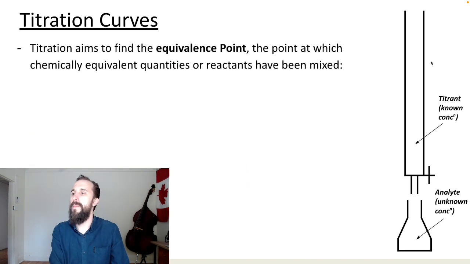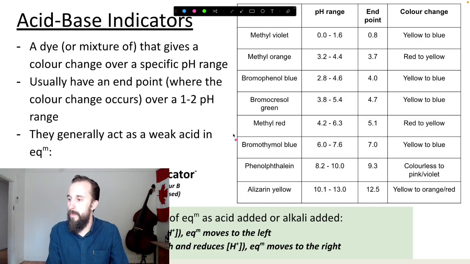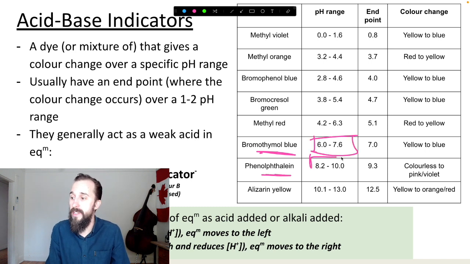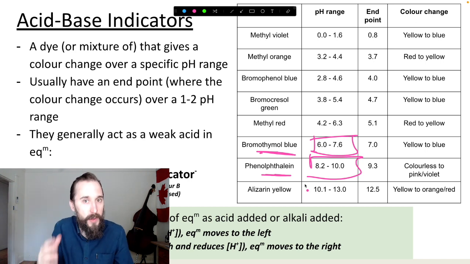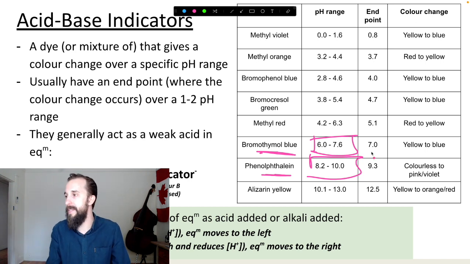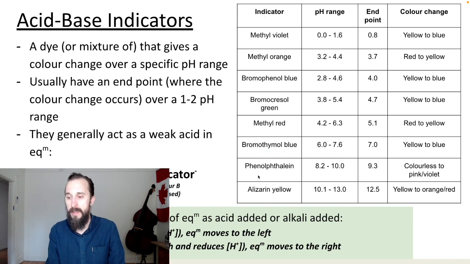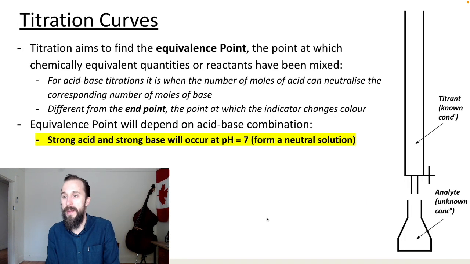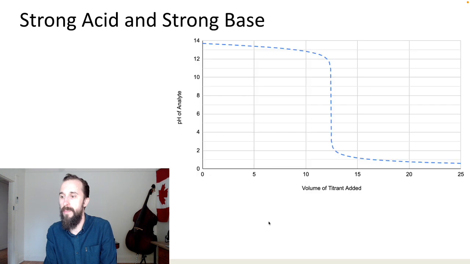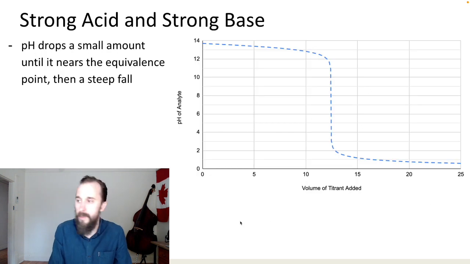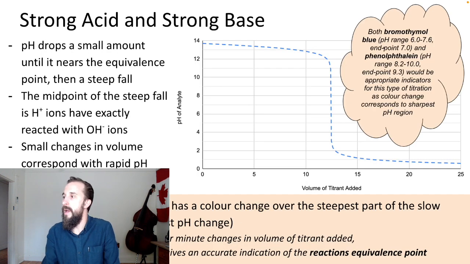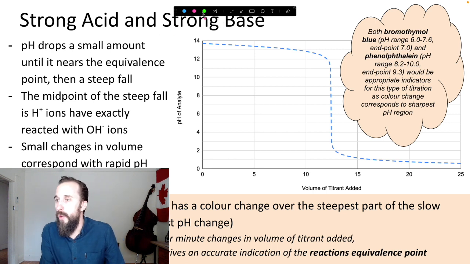Where'd my list go? All the way up here. So bromothymol blue and phenolphthalein, because when we look at these pH ranges, they are within that big drop where the equivalence point lies. And we have an endpoint near where our equivalence point is going to be for our strong acid, strong base reaction. So let's have a look at both of those. Bromothymol blue.